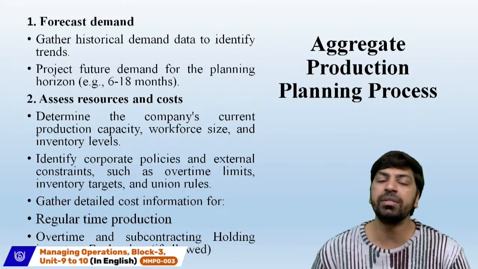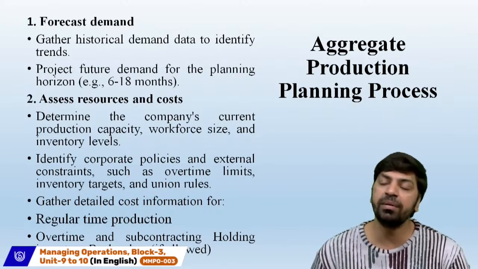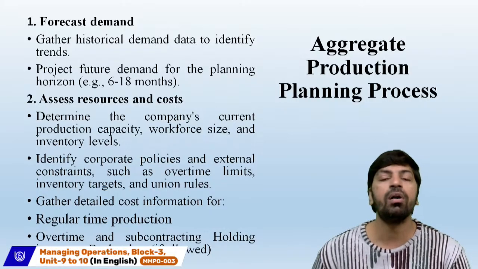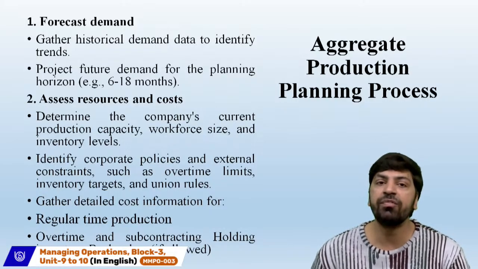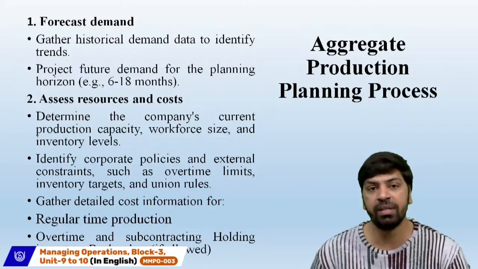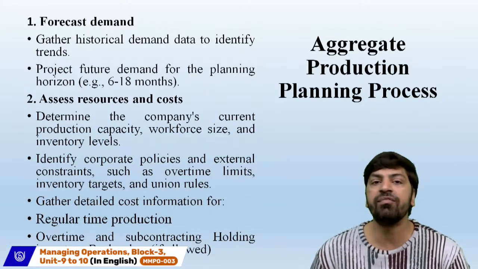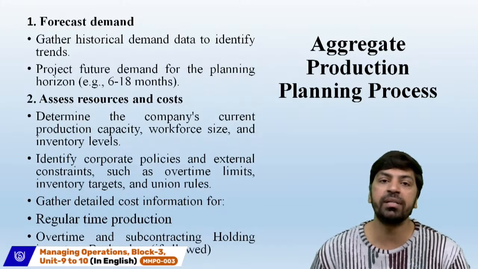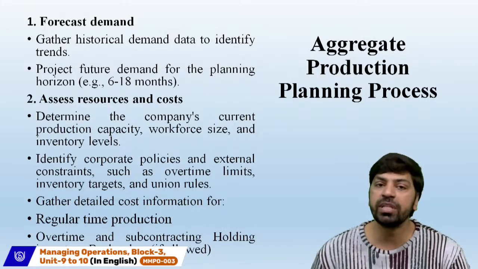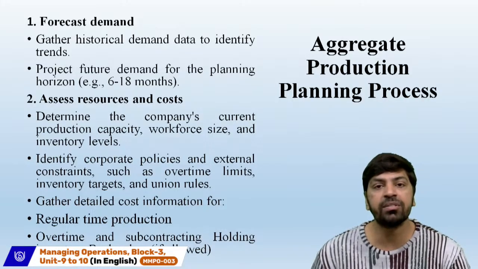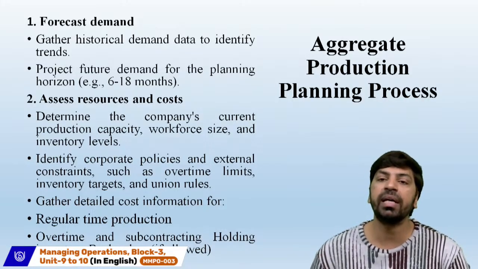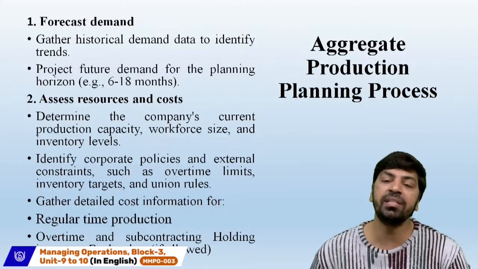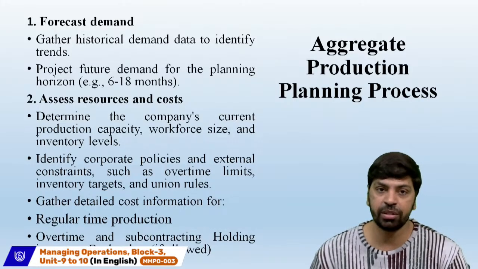The next step is to assess the resources and the cost. It determines the company's current production capacity, workforce size, and inventory levels. It also identifies corporate policies or external constraints such as overtime limits, inventory targets, or any other company rules related to union negotiations.